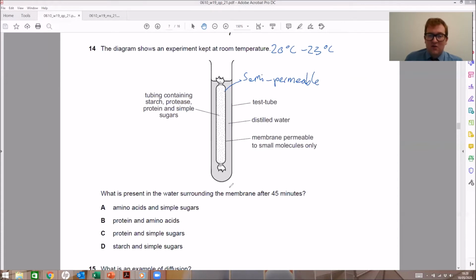So what is present in the water after 45 minutes? Well, this relies on understanding of diffusion. It's asking you what is on the outside. Now, if we remember from food molecules, starch is large and insoluble. That's why it can't be absorbed into the bloodstream without being chemically digested. Okay, protease is an enzyme, and enzymes, we remember, are made of proteins, and protein is also insoluble. So it's not going to come out of the visking tubing.